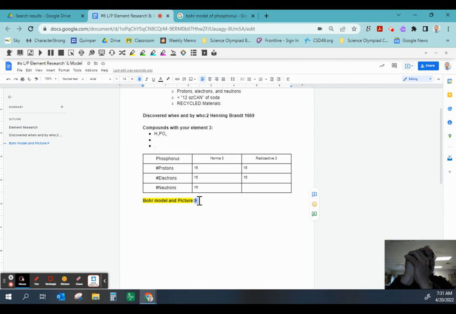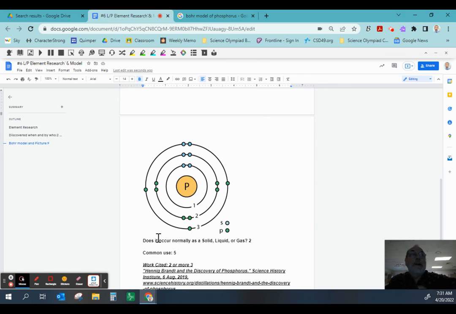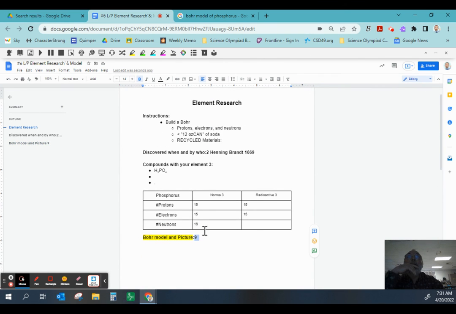Now, I want you to build me a model of the element using that picture. The model needs to be smaller than a soda can. So it's going to have 2 on the first ring, 8 on the next ring, and 5 on the outer ring. And the inside should have 15 protons and 16 neutrons stuck together in what's called the nucleus of the atom. So the electrons are like planets going around the sun. The nucleus is the protons and neutrons stuck together in a ball in the middle. And that's the assignment there, Jack.